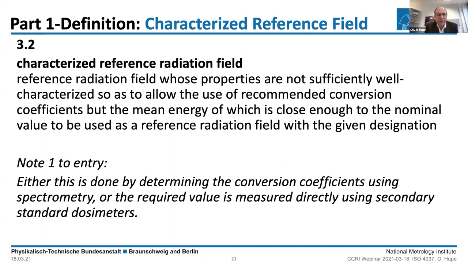A characterized reference field is a reference field whose properties are not sufficiently well characterized so as to allow the use of the recommended conversion coefficients, but the mean energy of which is close enough to the nominal value to be used as a reference radiation field with a given designation. That means that you still have a reference field, so the mean energy is close enough, but the spectral shape is a little bit different, and you have to determine the conversion coefficient by yourself.